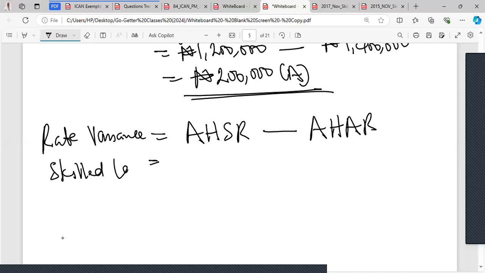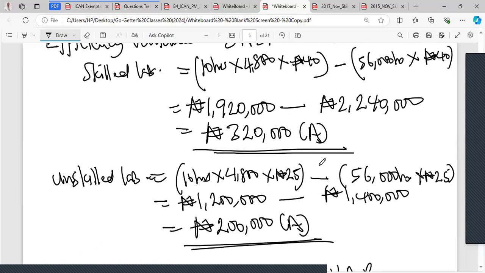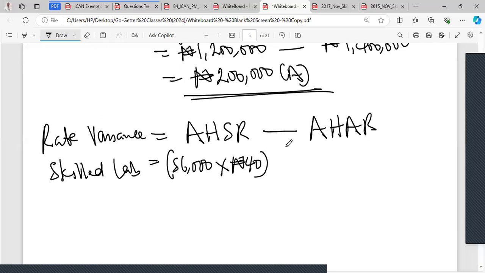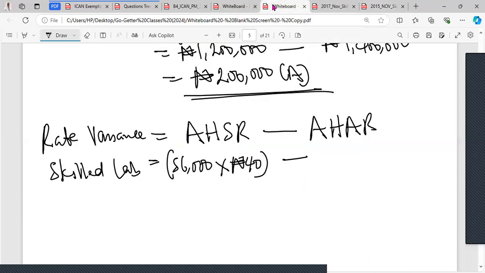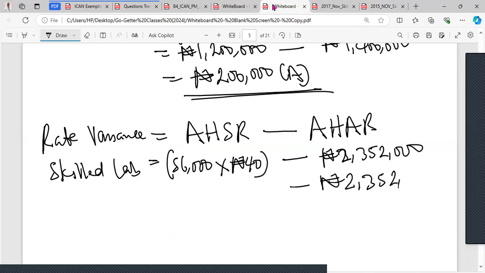So we have this skilled labor. Actual hours is 56,000 multiplied by the standard rate. We got it there as 40 naira. That's what we got here. Now the actual hours, actual rate, just pick that one figure here. This is the amount here: 2,352,000. So of course this will still give us 2,352,000.